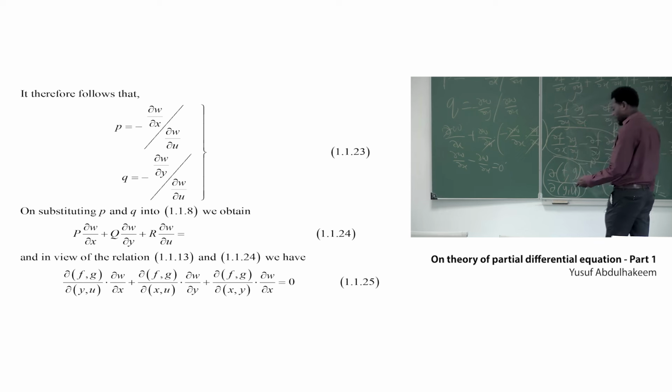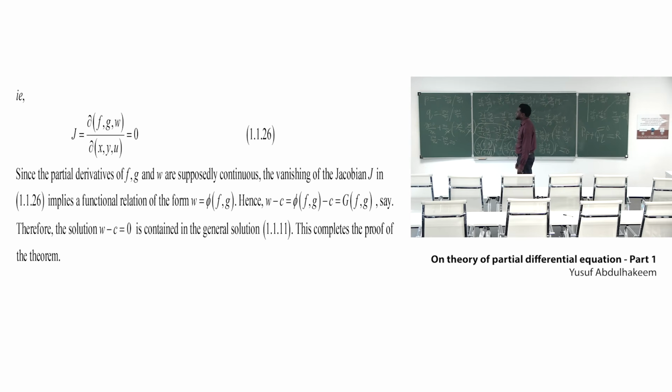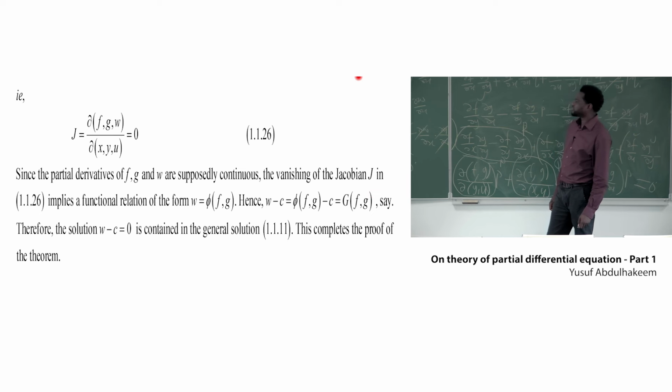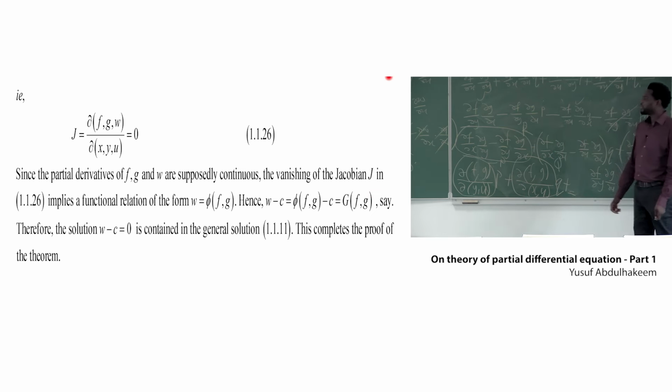Once we have that, we can say that the Jacobian of this is equal to 0, since the partial derivatives of f, g and ω are supposedly continuous. The vanishing of the Jacobian J in 1.1.26 implies a functional relation of this form. Hence this is equal to this, and by the time we take this back, this will be equal to G of f, g, say, which is equal to 0, as we can see here. Therefore, the solution is equal to 0.